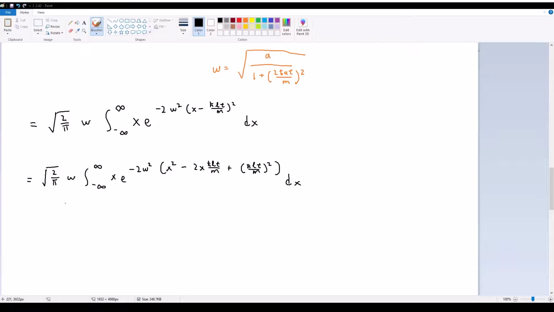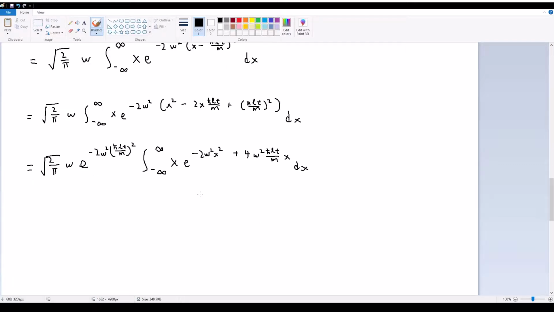Yeah, I can move out the square root of 2 pi omega, and I can move out an exponential e to the negative 2 omega squared times h bar lt over m squared, times the integral from negative infinity to infinity of x times e to the negative 2 omega squared x squared plus 4 omega squared h bar lt over m times x. Is that correct? Negative 2 omega squared x squared plus 4 omega squared h bar lt over m x dx.